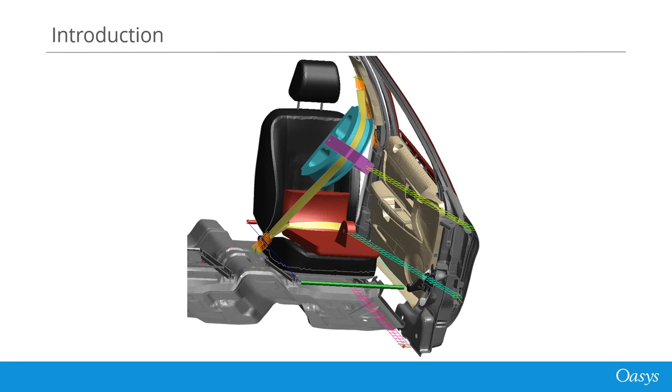ECE R14 is one of the tests that provide the assurance of sufficient strength resistance of all anchorage points. The Primer SBA tool sets up the analysis according to the ECE R14 specification. The tool positions the appropriate loading devices, the lap block and the shoulder block, attached with the seatbelt system at the R point in the vehicle.